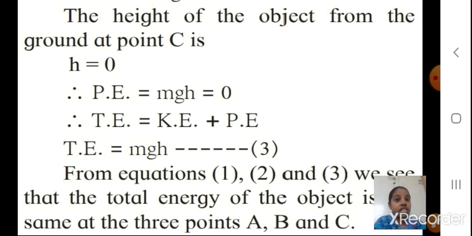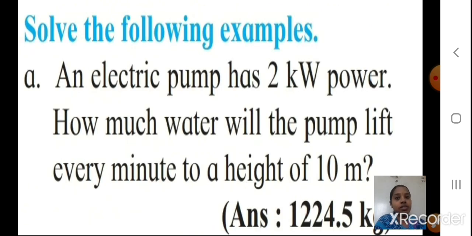Okay, now if you see in all the three equations, total energy at all the 3 points is same. So the energy, as we have studied the law of conservation of energy, it cannot be destroyed. We can only convert it from one form to another. Okay students, so whenever at any point in the free fall, if you calculate the total energy, it is going to be same. Okay students, I hope you understood this. Now we are going to start with our sums.